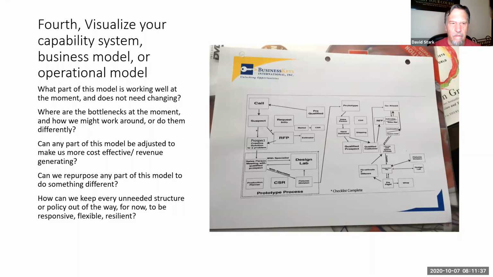Number 4, visualize your business model, even if it's just high level like this, or your capability system. Why? Because when you have a visual picture of it, like this happens to be a printing point of sale organization, I want to ask the question, well, what part of the model is working well at the moment? So I want to focus on what still is working, even if there are things that are not working. Secondly, where are the bottlenecks at the moment, and how might we work around them?